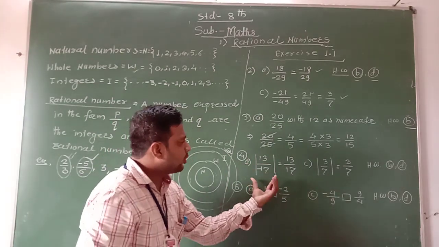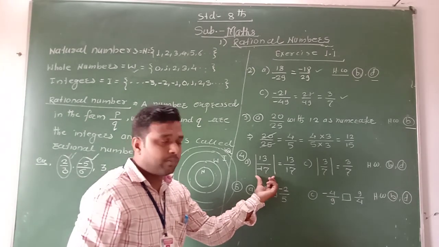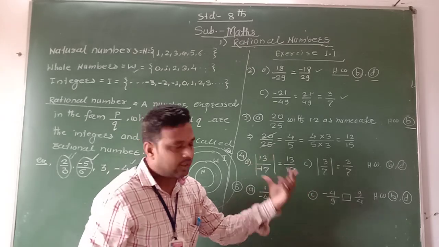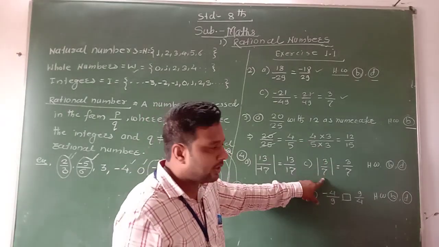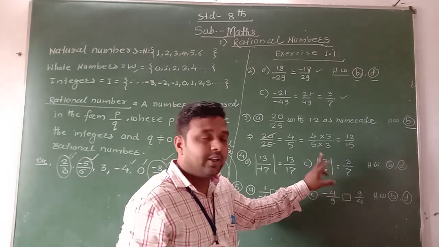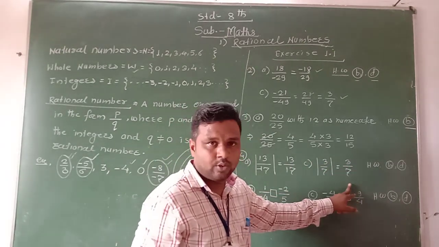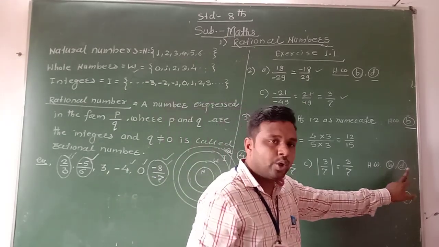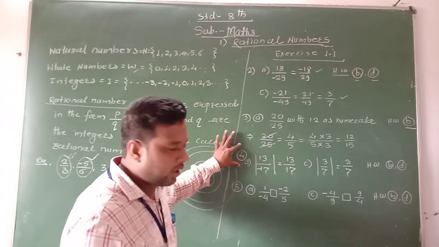Then what is the absolute value of 13 upon minus 17? This is a negative rational number. That is, 13 upon 17 becomes a positive rational number. Similarly, see the example, it is given 3 upon 7, then it is positive. Then its absolute value is also what? Positive 3 upon 7. Similarly, you have to complete the B and D questions from question number 4. This is homework for you.